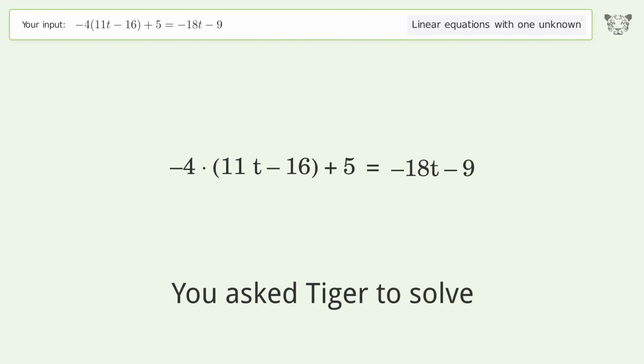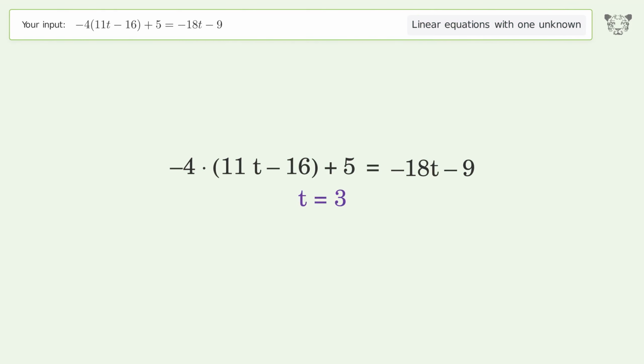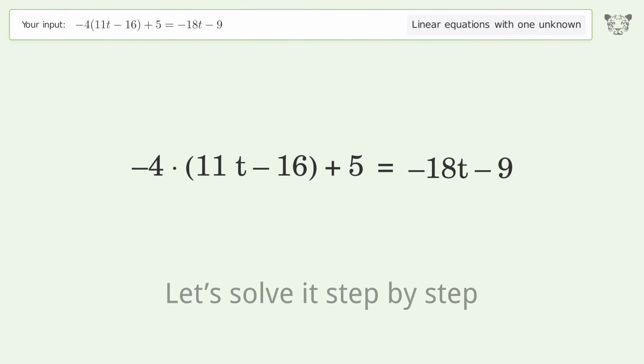You ask Tiger to solve this. This deals with linear equations with one unknown. The final result is t equals 3. Let's solve it step by step.